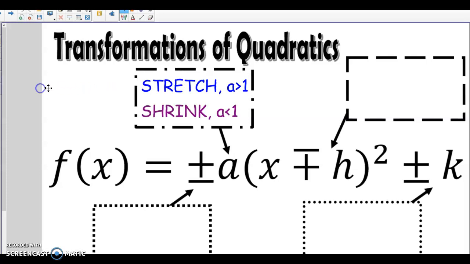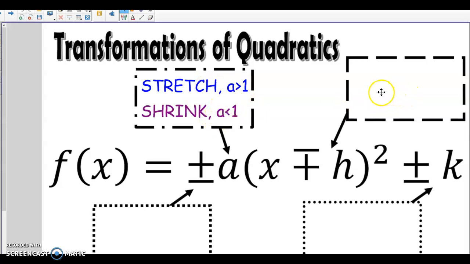So I'm going to slide this over and say, okay, if A is greater than 1, then it stretches the parabola. If A is less than 1, that means it's a fraction, then it shrinks the parabola. And by shrinking, it actually makes it look fatter, and when it stretches, it looks skinnier. Think about people who are shorter. Sometimes they're wider than people, and then you get taller and you thin out a little bit. So anyway, that's what happens with A.